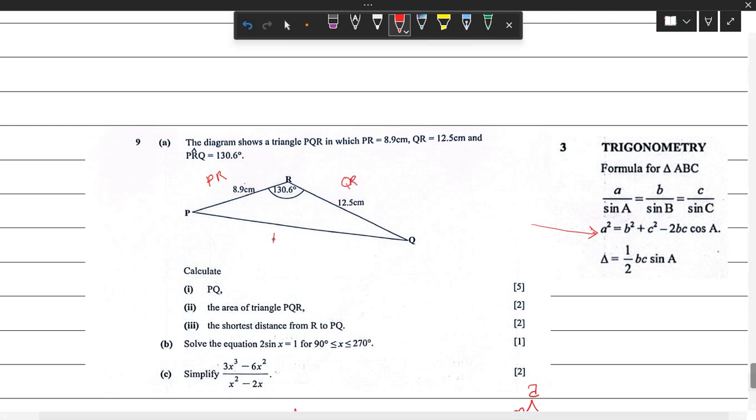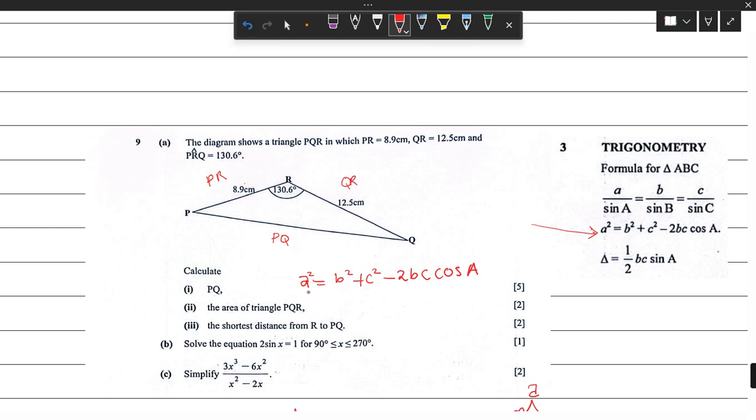And this distance we can say, okay, let's say this one is PQ. So how do we know this is our A, this is our B, this is our C in this case? I like writing the cosine rule, which is A squared equals B squared plus C squared minus 2BC cosine of A.